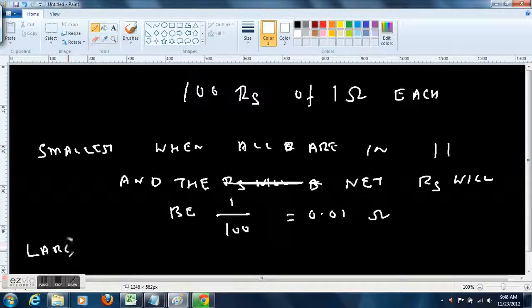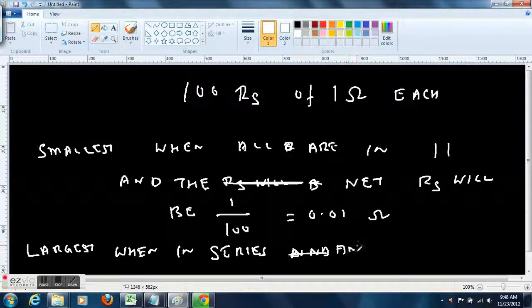Now what will be the largest resistance? That means when they are all in series, 1 ohm, 1 ohm, 1 ohm, all the way up to 100, they are holding hand to hand, and then the net resistance will be 1 plus 1 plus up to 100, which is equal to 100. So when they are all in series, the net resistance will be 100 ohm.